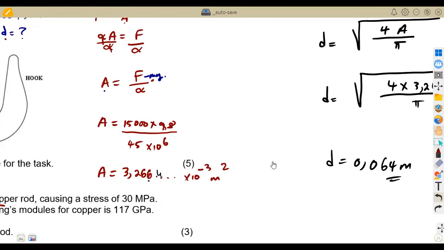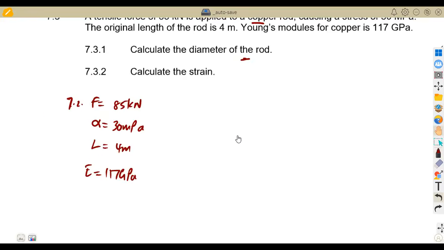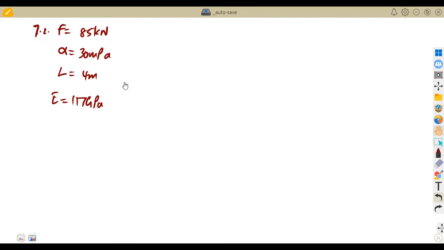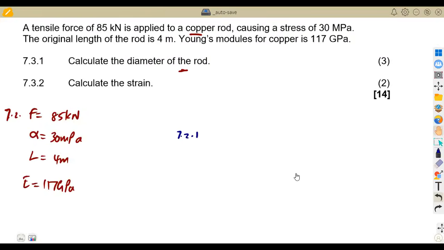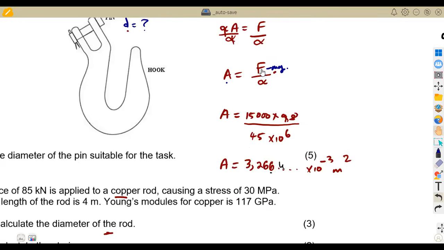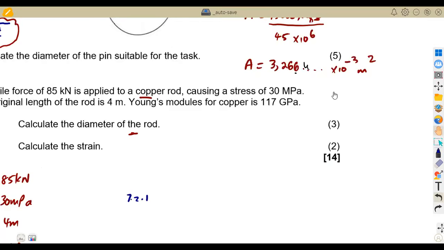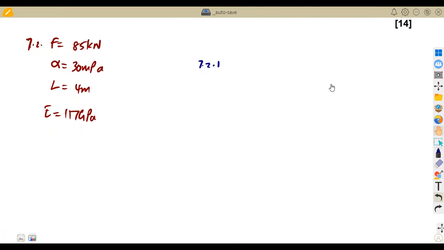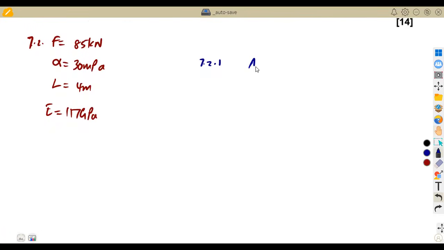It is the same concept, because the only difference here is that we are not given the mass, we are given the force directly. So it's just a repetition from the last question. As we saw, the formula for area is force over stress. So after making area the subject, area is going to be force over stress in this case.